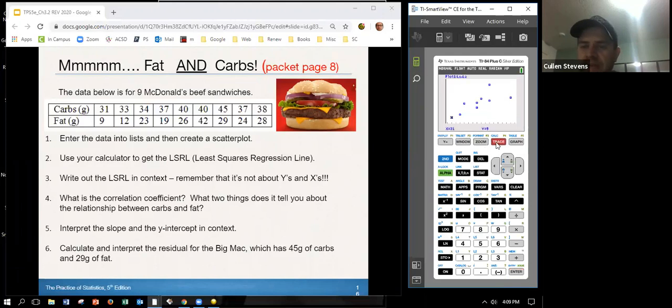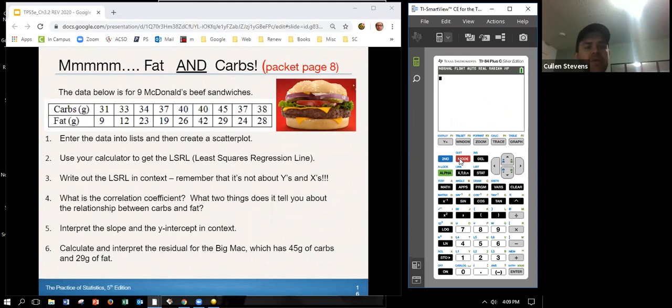Remember that we can hit trace and look at different things here. As I go right, I can see, okay, this is the plot. This is the 40, 26. So this is the sandwich with 40 carbs and 26 grams of fat. That's something really nice we can do: make that scatter plot. Okay, so we can copy that. We'd want to make sure that we're labeling our axes, both X and Y. So there's a nice way we can do it. If you're drawing out your scatter plot, that's okay too.